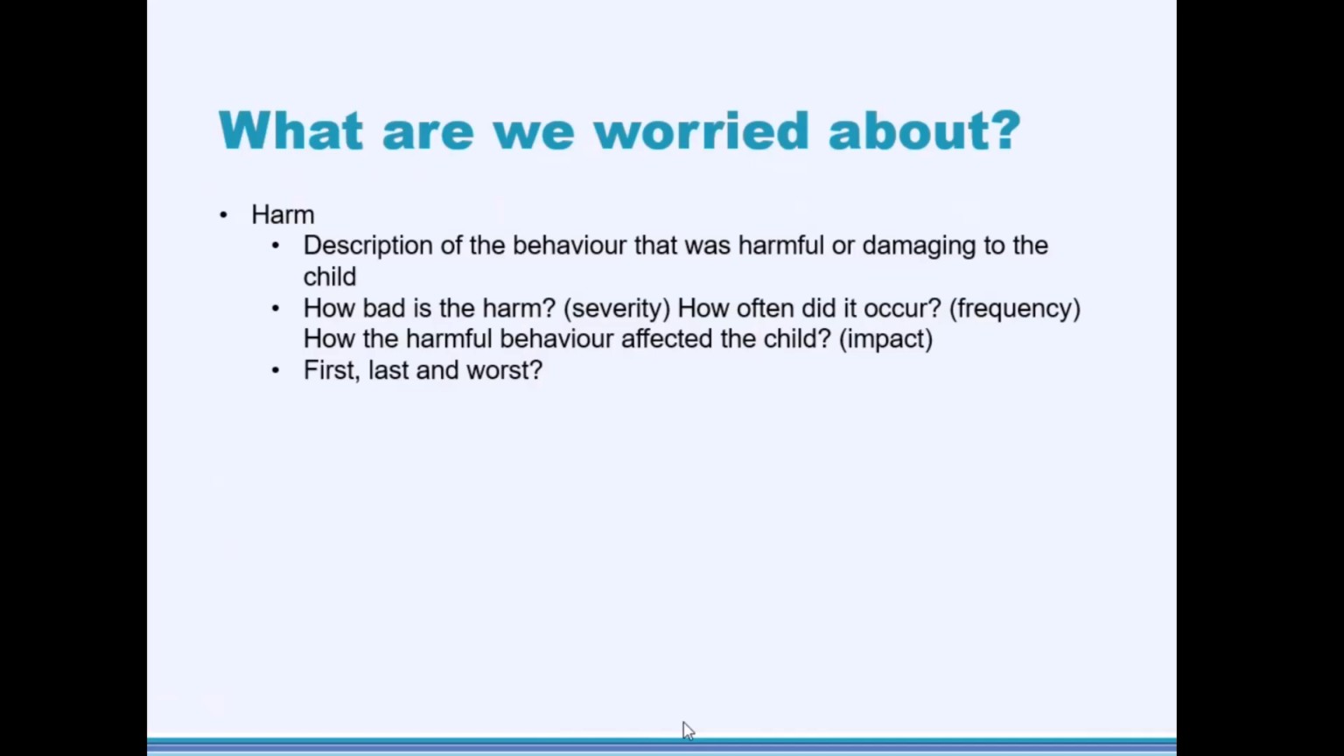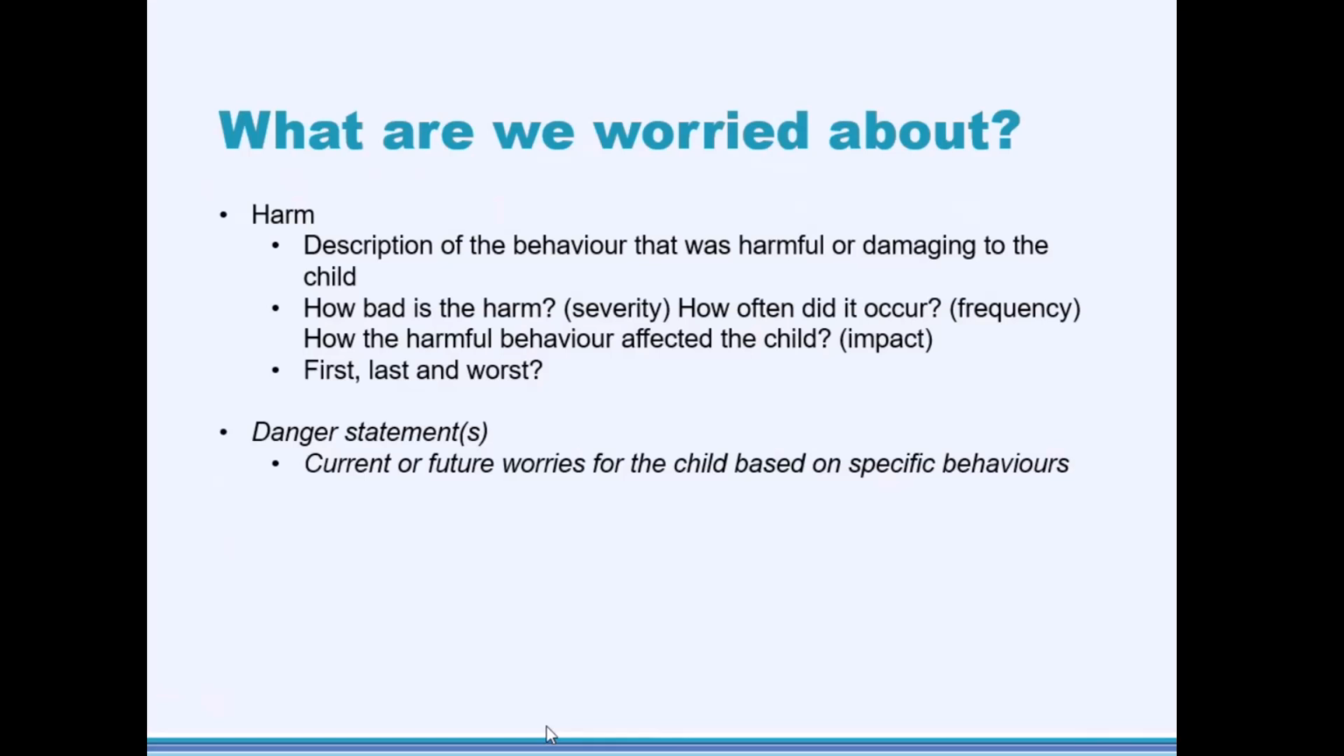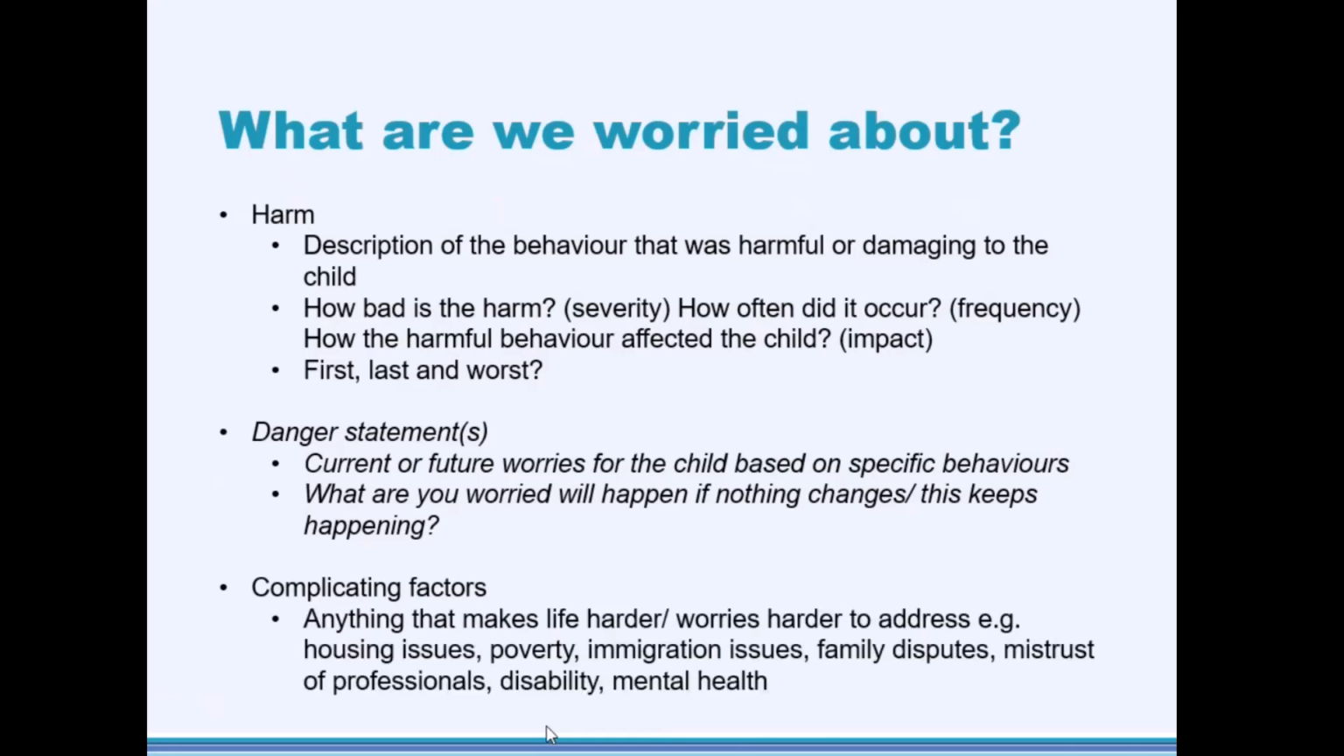So we then move forward. In here we have danger statements. I'm not going to dwell on this because there's a whole other video about that. It's basically based on the harm that we have, what is the current and future impact if we change nothing for this child. Complicating factors is in the worries column, and it's anything that is making life harder for this child or this family, or just making it harder to address these concerns.